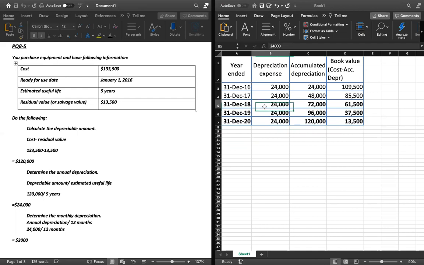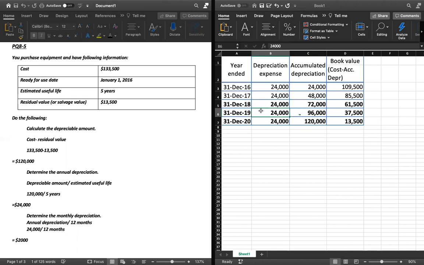So December 31st of 2018, the depreciation expense is $24,000. We basically know that from January 1st of 2018 to December 31st of 2018, it is one full year, so our depreciation expense will just be the $24,000. To get our accumulated depreciation, we will take our depreciation expense from 2018 and add on the accumulated depreciation from the previous year, which was $48,000. Which will give us an accumulated depreciation of $72,000. Again, our book value is $133,500 minus $72,000.